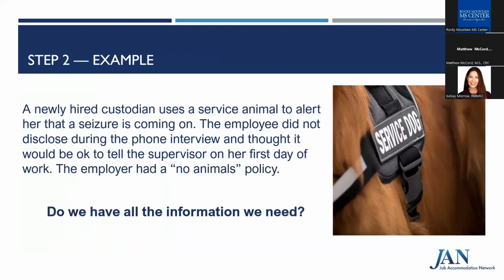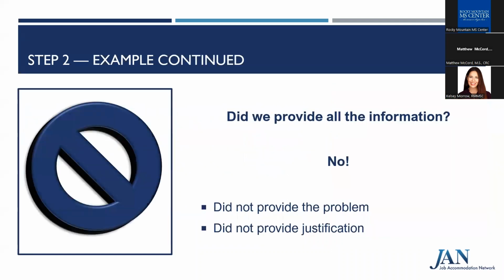Now, for another example, a newly hired custodian with a seizure disorder uses a service animal to alert her that a seizure is coming on. She did not disclose during the phone interview, though, and thought it would be okay to tell her supervisor on the first day of work. This employer also has a no animal policy. Does this employer have everything that they need to proceed here?